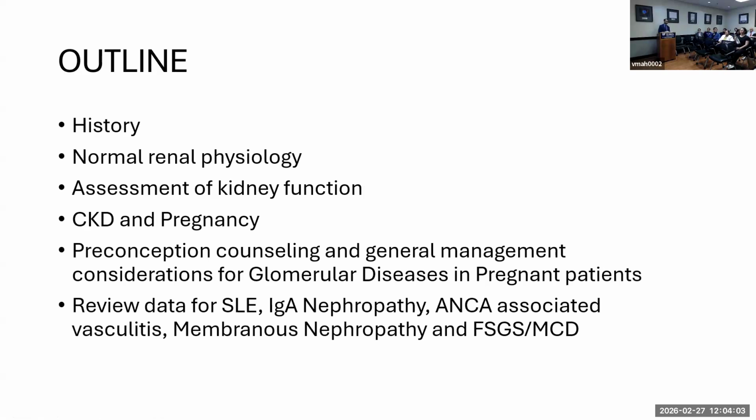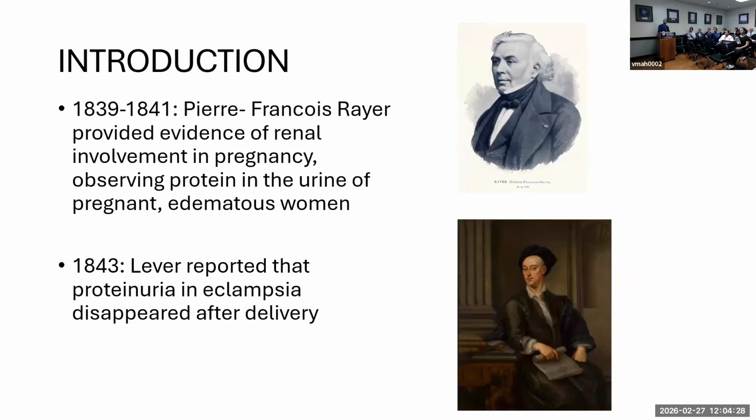In terms of an outline, I'll start off with some history. We'll go over some normal renal physiology of pregnancy and why it makes assessment of kidney function difficult. We'll talk a little bit about CKD and pregnancy, and then preconception counseling, some general management considerations, and then we'll look at some data for SLE, IgA nephropathy, ANCA-associated vasculitis, membranous nephropathy, and FSGS.